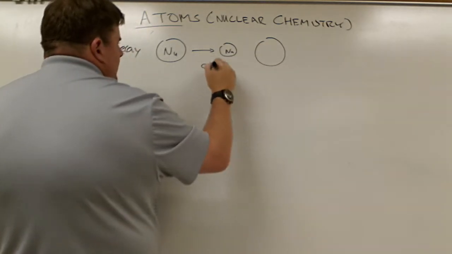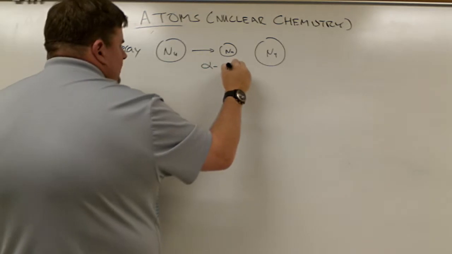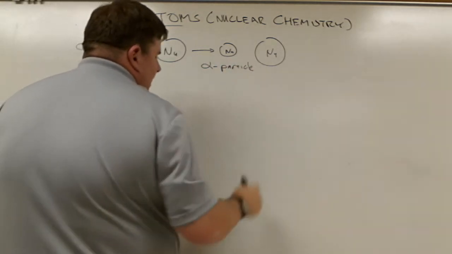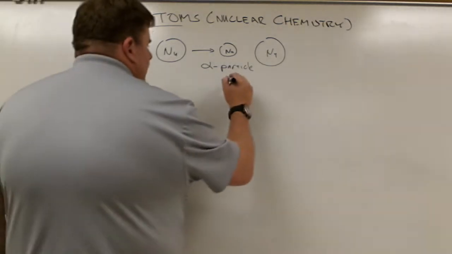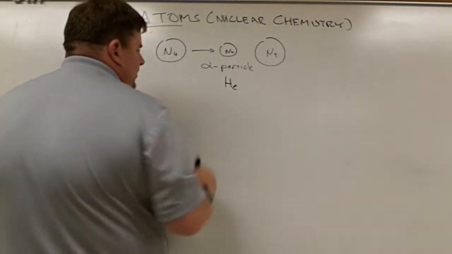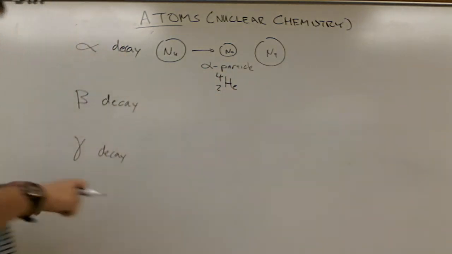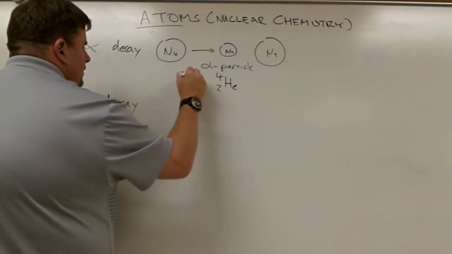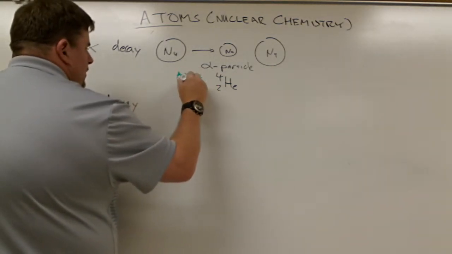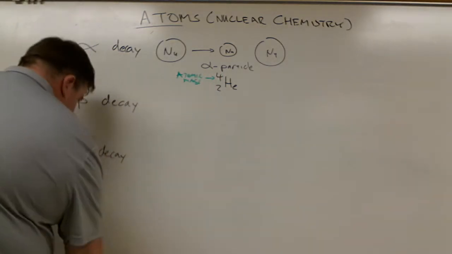And this thing, the smaller nucleus over here, is an alpha particle. And it's better known as the helium nucleus. So we represent this by writing He here and putting 4 and 2. The 4 represents the atomic mass. Okay, and 2 represents the atomic number.